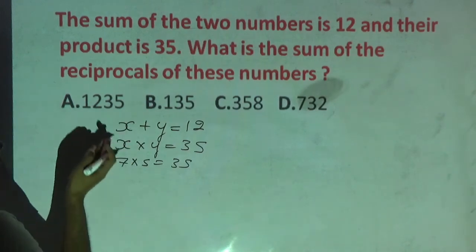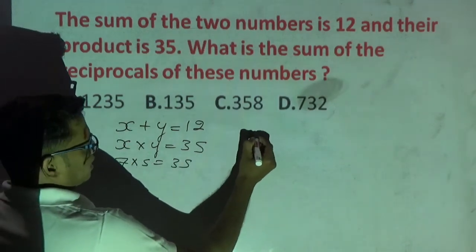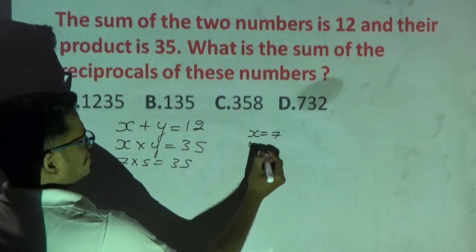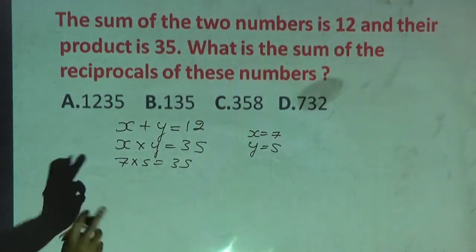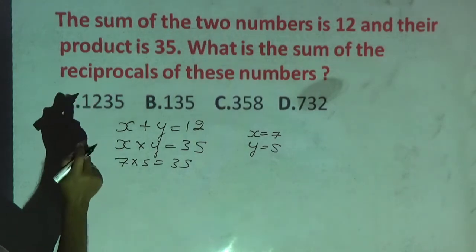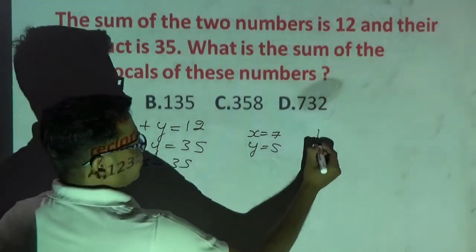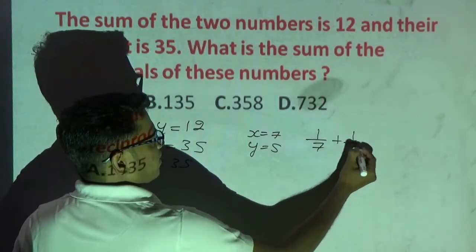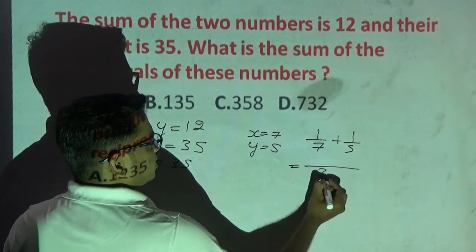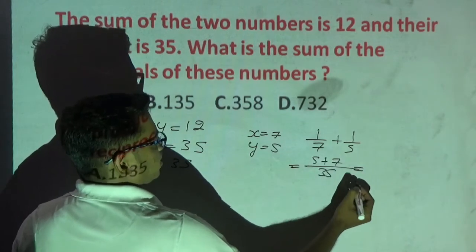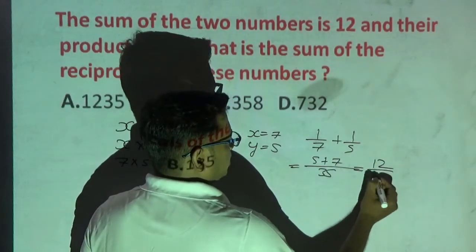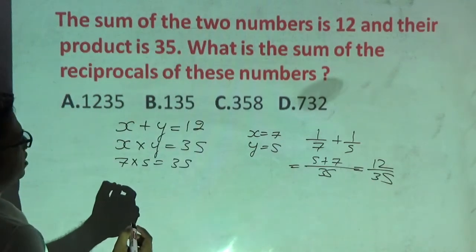Now I came to know what is x, what is y. X is 7 and y is 5. 7 plus 5 is 12, correct? It is matching. Now I don't want the numbers, I want the sum of the reciprocals of that number. That is, I want 1 by 7 plus 1 by 5. This is what I need. So LCM is 35. 5 plus 7. This is nothing but 12 by 35. The answer for this question is 12 by 35.